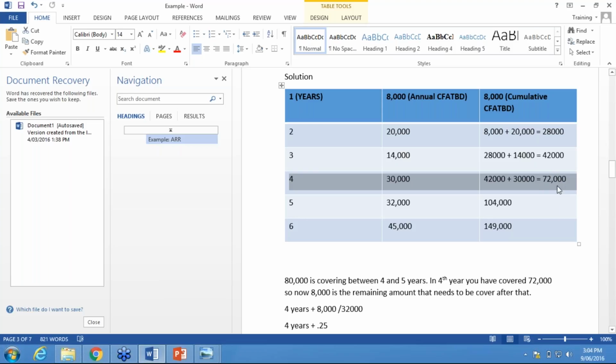Plus, how much is remaining now? 8,000 divided by next year's annual cash flow, that is 32,000. So here you will get 4 plus 0.25, so the payback period will be a fraction more than 4 years. You can say that it is 4 years plus 0.25.